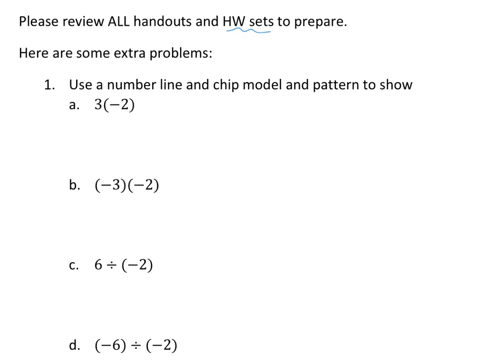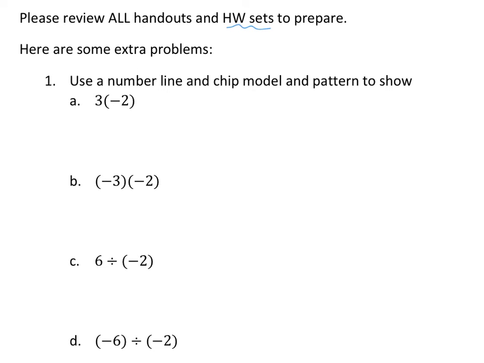So here we go. We need to use a number line, chip model, and pattern to show 3 times negative 2. So the very first one, we're talking about a number line. So that's our first way. So if I draw a number line, and I have a 0 here. Well, let's make it in the middle since we're talking about integers. We'll put 0 in the middle.